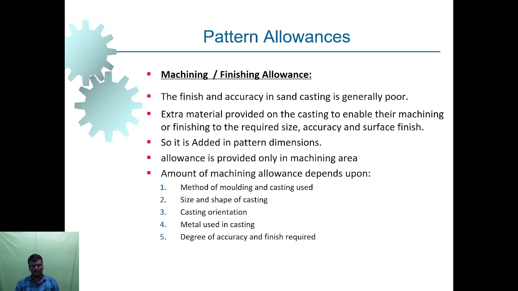Next allowance is the machining or finishing allowance. The finish and accuracy in sand casting is generally poor. So extra material is provided on the casting to enable machining or finishing to the required size, accuracy and surface finish. It is added in the pattern dimension. The allowance is provided only in the machining area. The amount of machining allowance depends upon the method of molding and casting, the size and shape of the casting, the casting orientation, the metals used in casting, and finally the degree of accuracy and finish required.